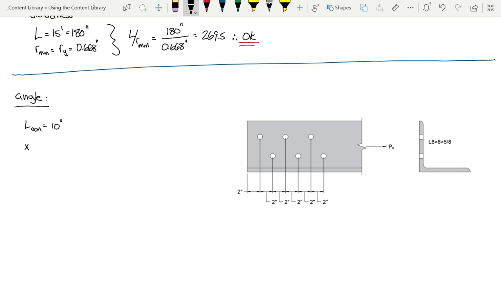And X bar is X bar for the L 8 by 8 by 5 eighths. Now, one of the things that's interesting for this angle is that it is an L 8 by 8, which means this leg is the same as this leg. And if you actually look at the X bar and the Y bar, they're the same value. Okay. So in that instance, it doesn't really matter whether or not we use X bar or Y bar because they're the same.